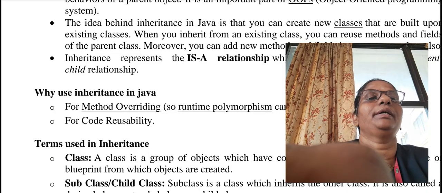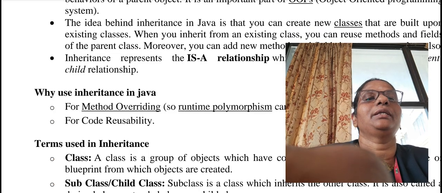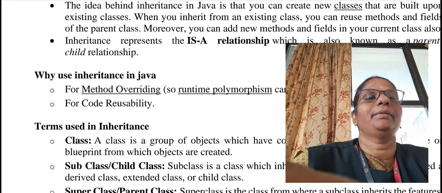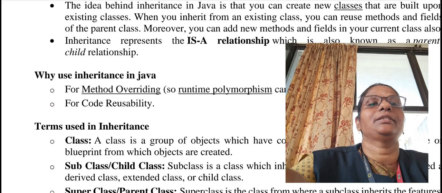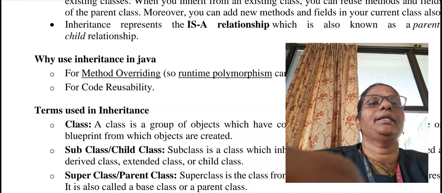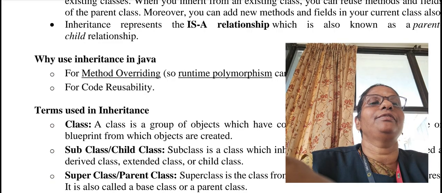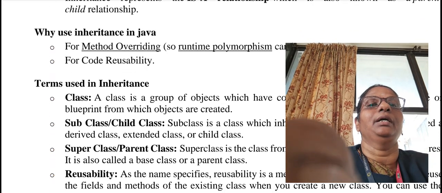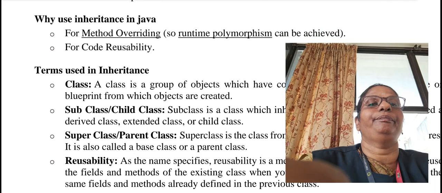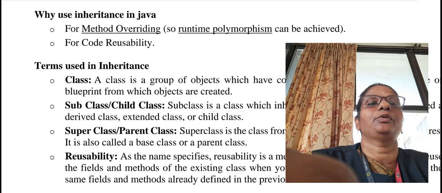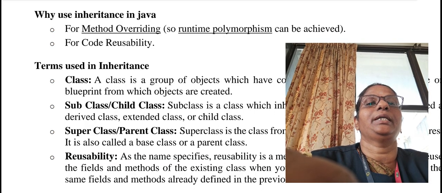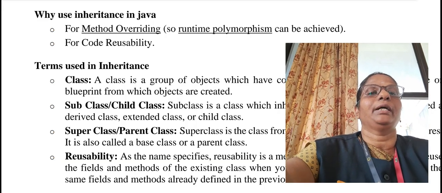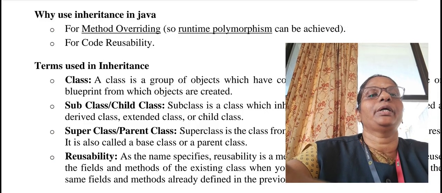In Java you can create classes. Based on those classes we can inherit the behaviors and reuse the methods by using the inheritance concept. So inheritance represents the parent and child relationship. With method overriding we can achieve polymorphism, based on method overloading. So we are using inheritance for code reusability.